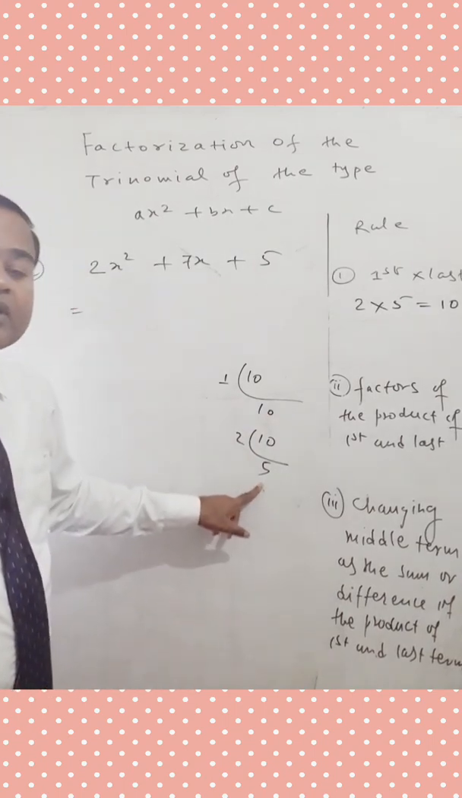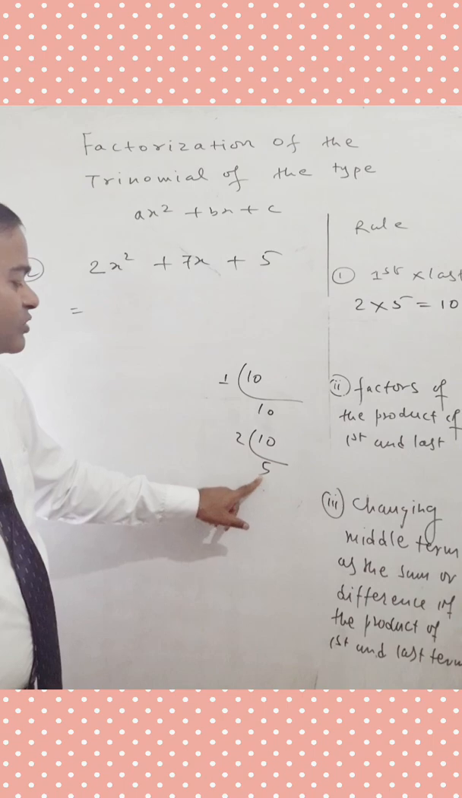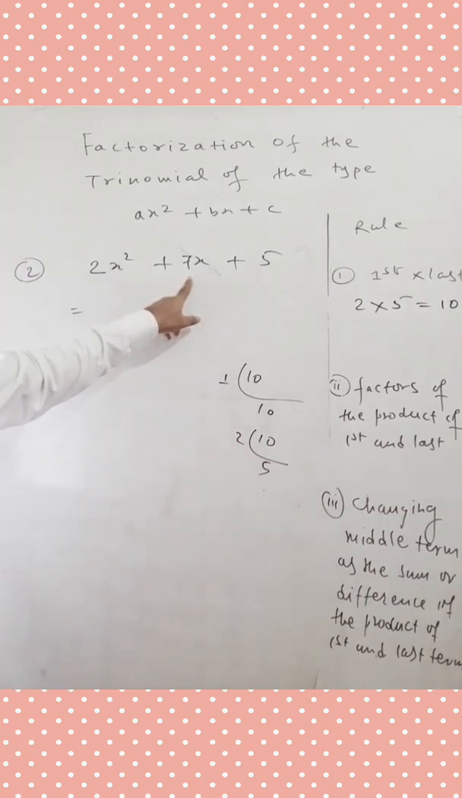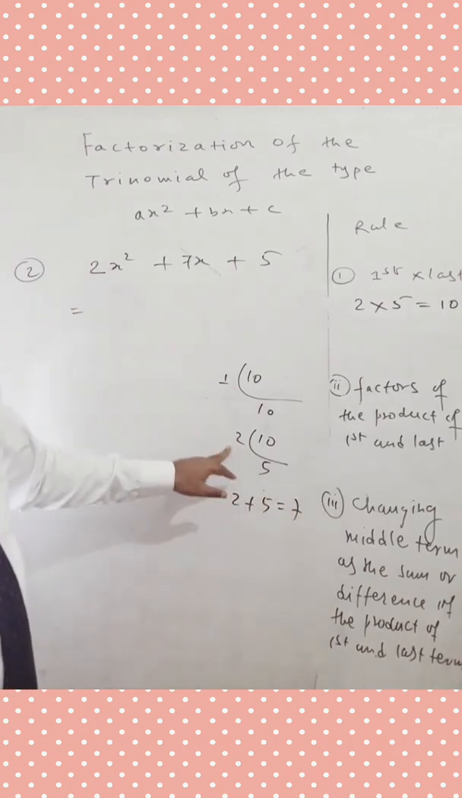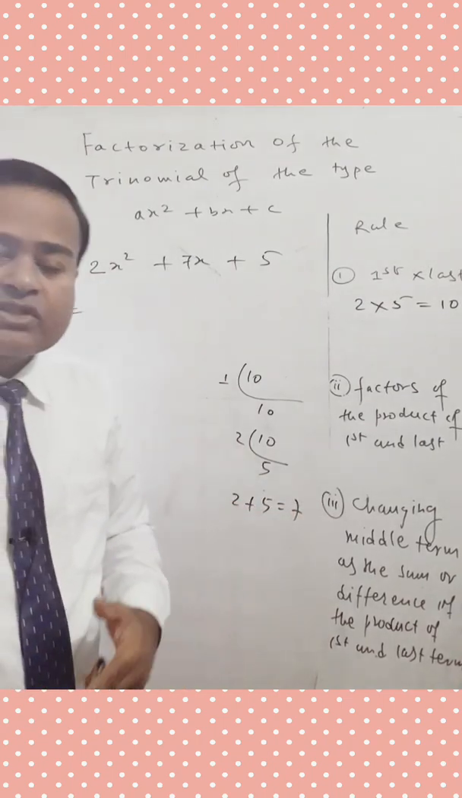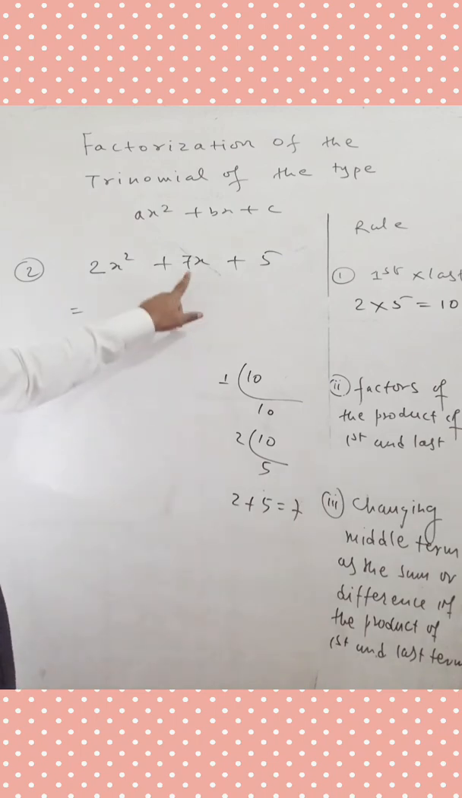Now in the second pair, we have got two factors, 2 and 5. So when we take the sum of 2 and 5, 2 plus 5, we get 7. Or we can write 5 plus 2. 2 plus 5 is also equal to 7, and 5 plus 2 is also equal to 7. So this 7 we can write as 2 plus 5.